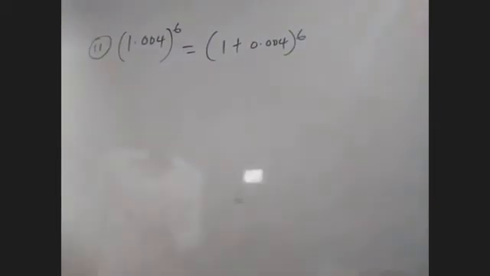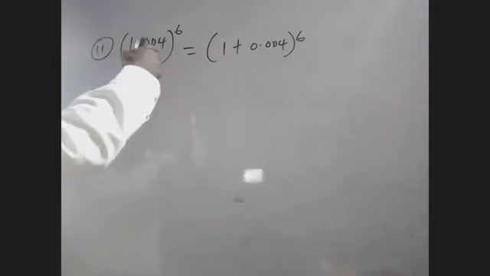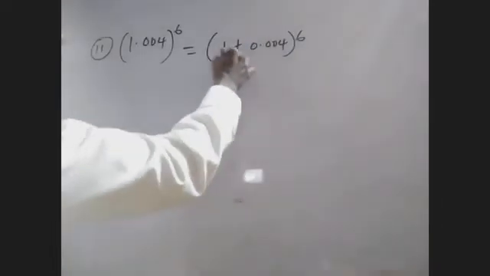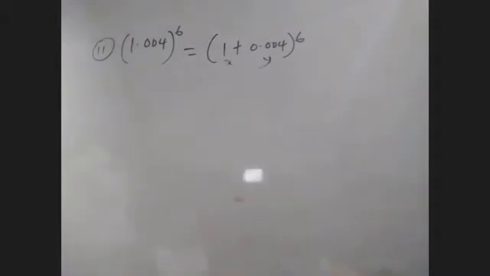Now let's consider number 2. You have 1.004 raised to the power of 6. This one can also be written as 1 plus 0.004. We say it's the same thing as 1 plus 0.004 raised to the power of 6. So this is our s, this is our y.